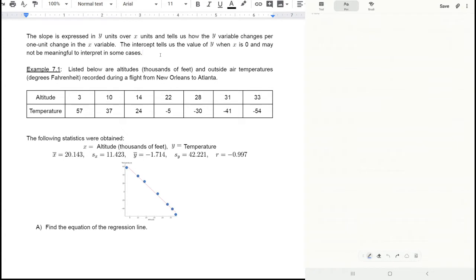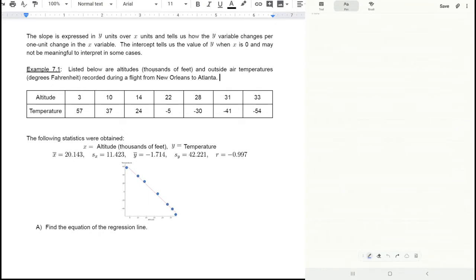So now the slope is expressed in y units over x units, and it will tell us how the y variable will change for every 1 unit change in the x variable. So that is the interpretation of the slope. Now the intercept will tell us the value of y when the x variable is equal to 0. In some cases, this may not be meaningful to interpret, and so predicting the value at x equals 0 may not give us very useful information. All right.